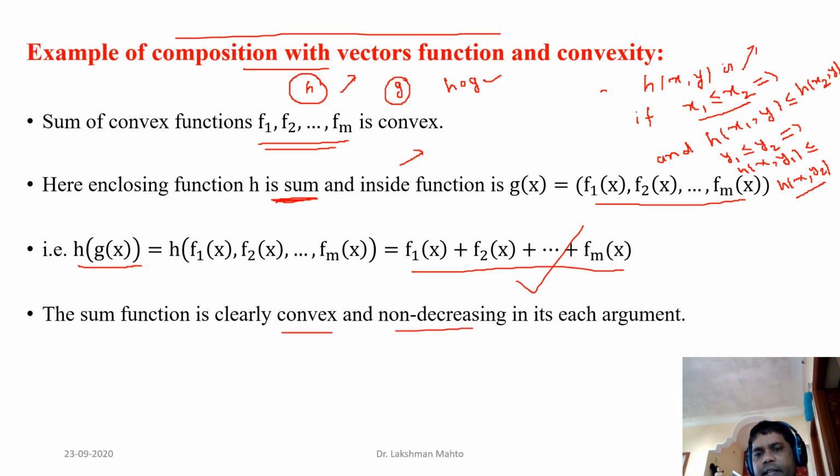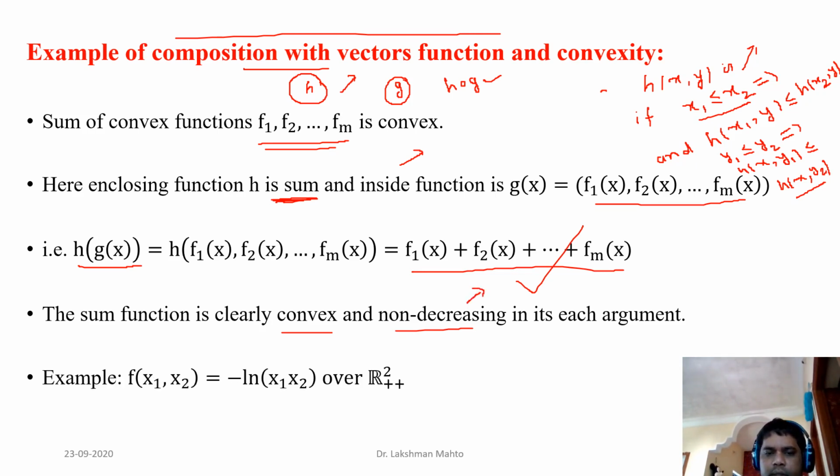So clearly the sum function is always a convex function, and it is non-decreasing, that means increasing with respect to each argument. So one example we have already taken. You can apply all those three properties and look into it.